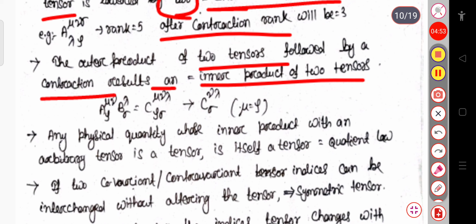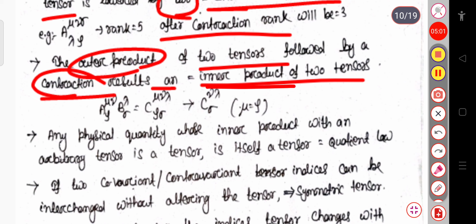That is, first of all you will take the outer product of the two tensors, and if we take the contraction of that tensor, then you will get the inner product of the two tensors. For the outer product, simply you have to take the sum of the ranks, that is here mu, nu, lambda, here rho and sigma. So after the contraction, the rank will reduce to 2.